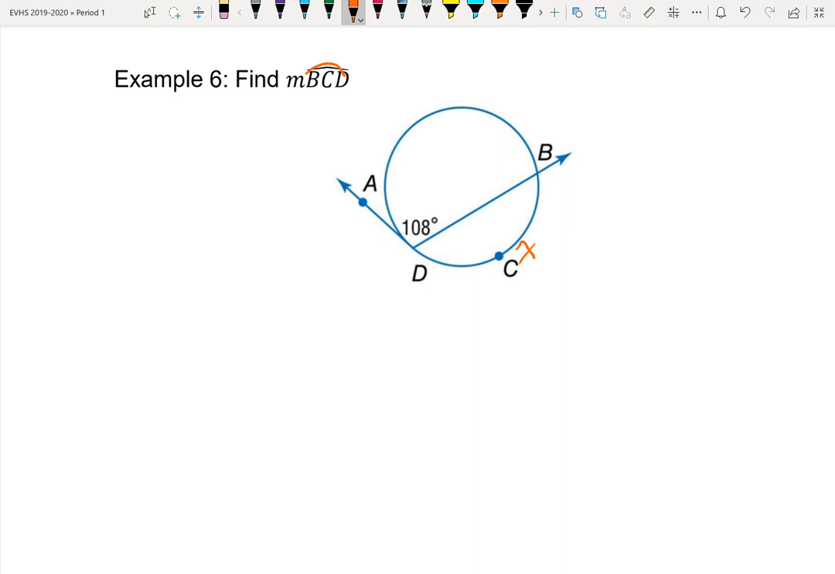But the property of the intercepted arc and the inscribed angle does not apply to this one over here. It only applies to the intercepted arc, which is this one, arc DEB. I need another variable to label it, so I'm going to go ahead and put a Y there, and then we'll use that to come back in and find X later. So 108 is equal to 1/2 of Y. So we just multiply 108 times 2 and we get 216.